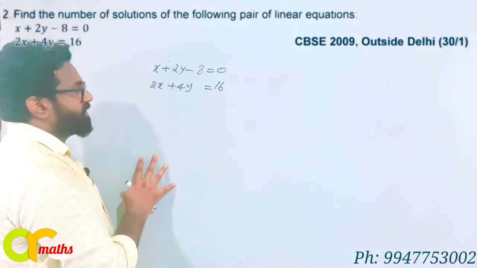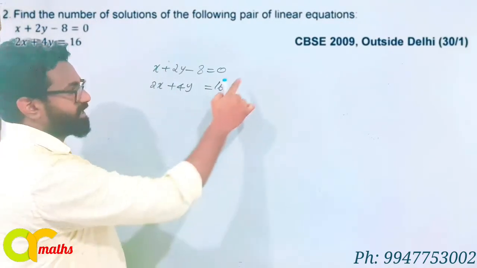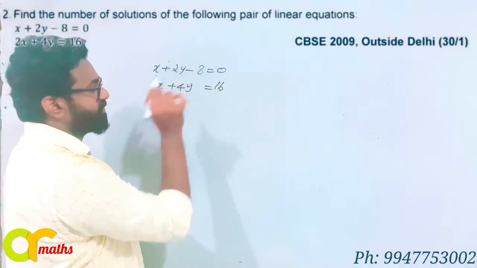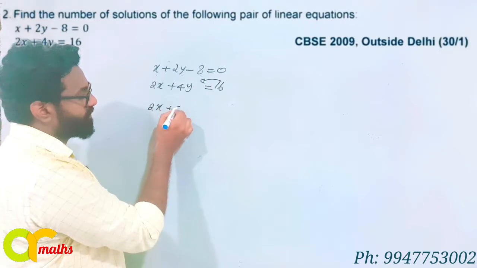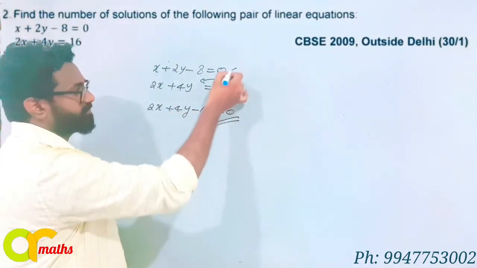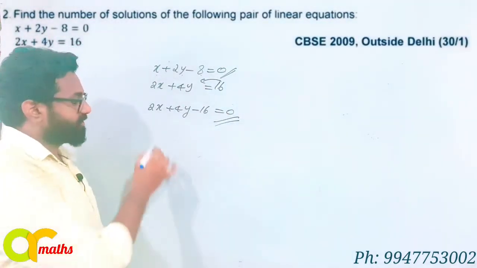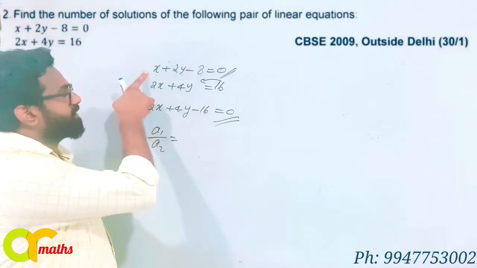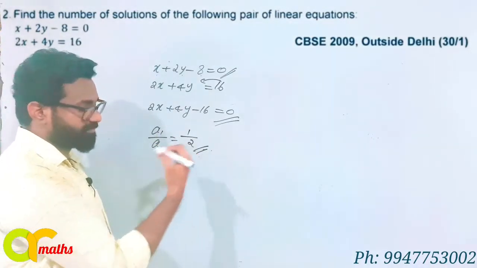First of all, write this equation in the standard form. Standard form means ax plus by plus c equal to 0. So 2x plus 4y minus 16 equal to 0. This is the standard form. Then compare the ratios. What is a1 divided by a2? Here a1 is 1 divided by a2 which is 2, so 1 by 2. Clear?